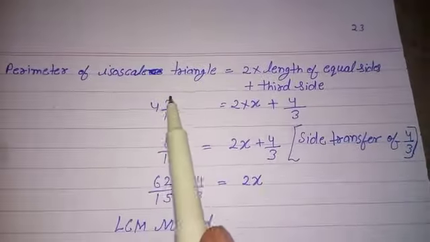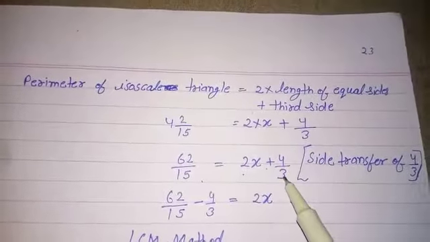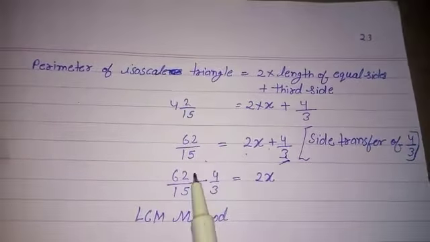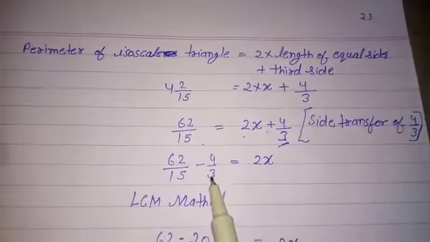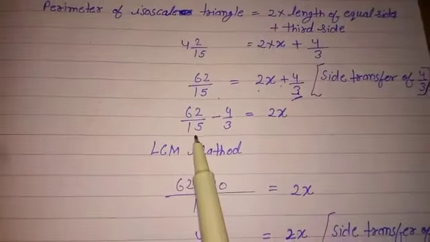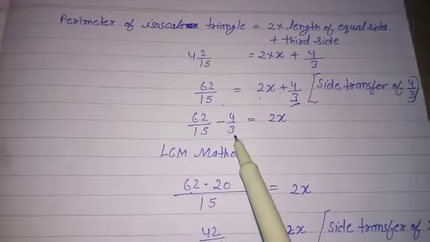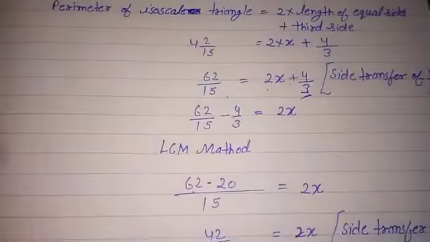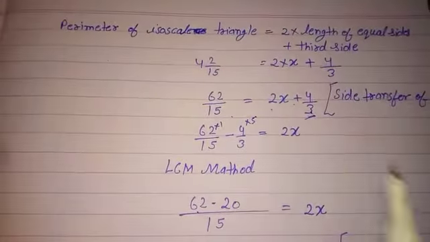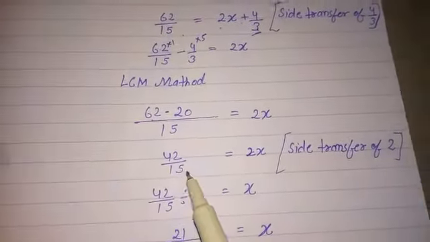So 15 4s are 60 and 2, 62 upon 15. This is the perimeter and 2 multiplied by x, 2x, plus 4 upon 3. So now we have to do side transfer of 4 upon 3. So here it is in plus, so it will go in minus. So 62 upon 15 minus 4 upon 3 is equal to 2x. Now we have to do the LCM method. So LCM of both the numbers is 15. So like this, 15 1s are 15. So 62 minus 3 5s are 15, 4 5s are 20. So multiply by 1 and multiply by 5 is equal to 2x. So now 62 minus 20 is equal to 42 upon 15 is equal to 2x.